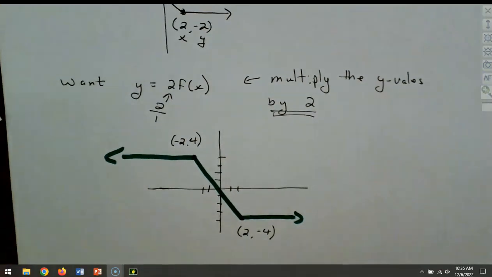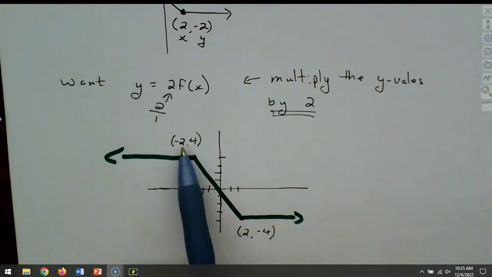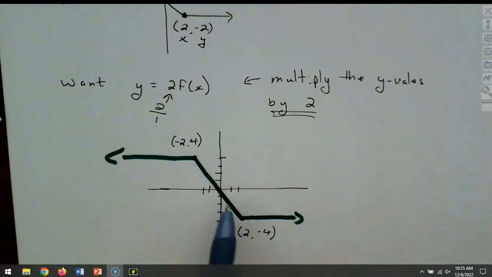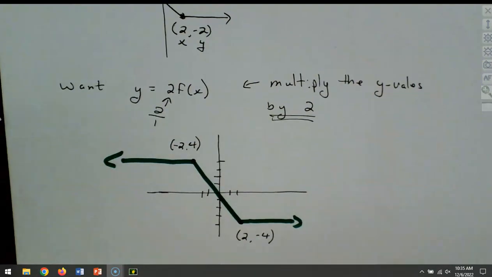It acts like the slope in a way, and it just stretches it vertically. If it's 2, it's twice as tall. If it's 5, it's 5 times as tall. If it's a half, it's half as big, so you make it smaller. But that's what that does. It does not adjust the X values. It only adjusts the Y values.